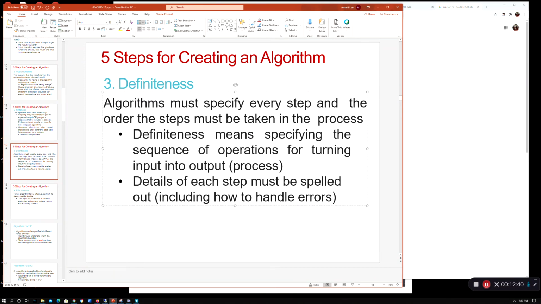So either one, have something up front to prevent them from putting it in, or two, as it comes in, we have a check to say, is this a number or not? If it's not a number, then we're going to return something that says you have to put in a number. And that's part of the algorithm.